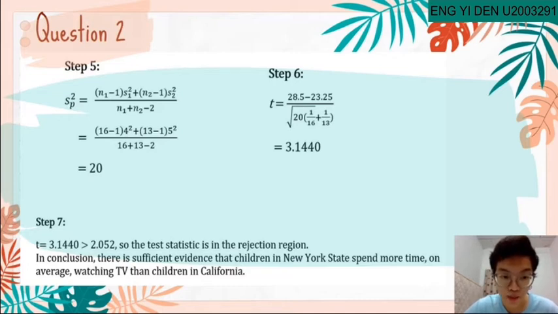Going to the next step, which is step 7. Now we know that the T statistic is equal to 3.1440, which is larger than 2.052. So the test statistic is in the rejection region. In conclusion, there is still sufficient evidence that children in New York State spend more time on average watching TV than children in California. Those are the answers for question 2.